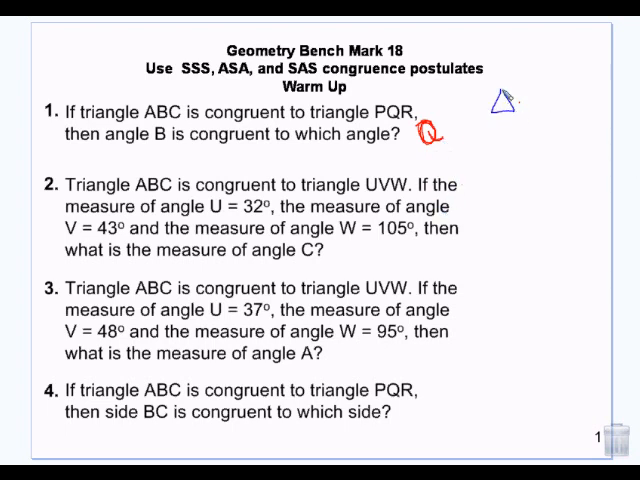So if you drew the triangles, you'd have like A, B, C, and then P, Q, R. So they have to go in the same order. Okay.